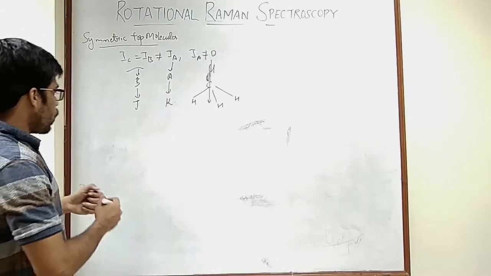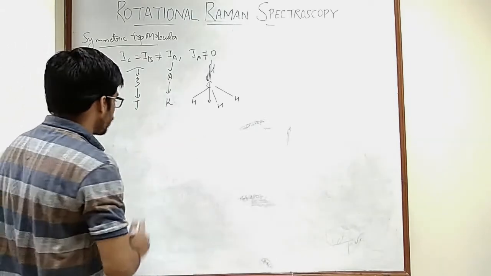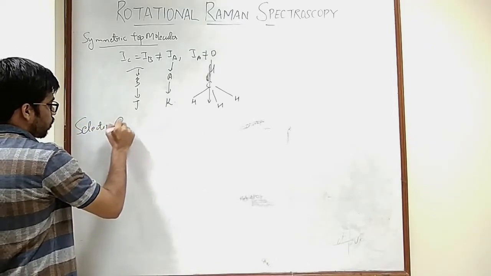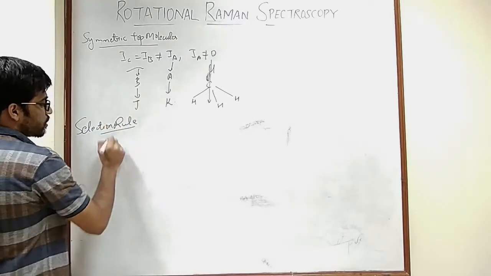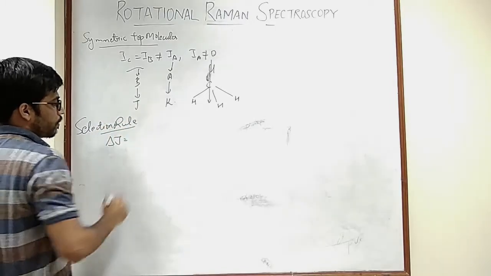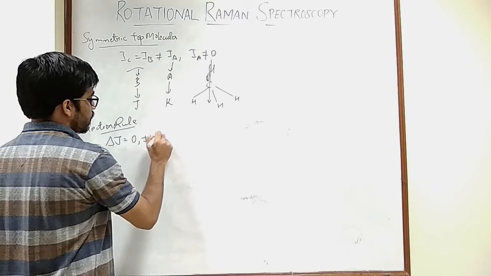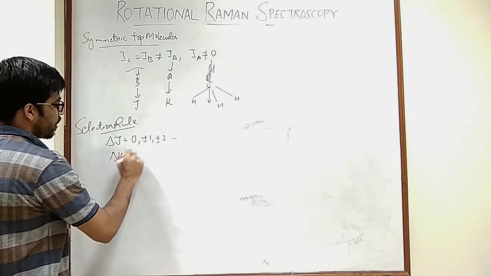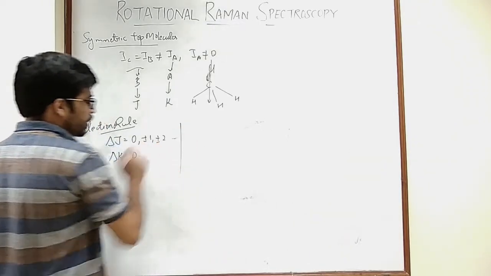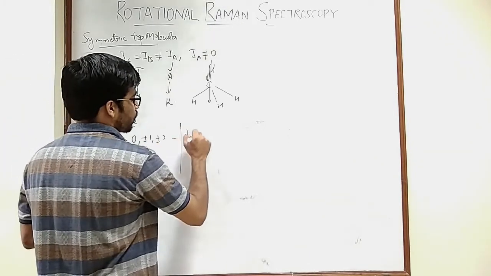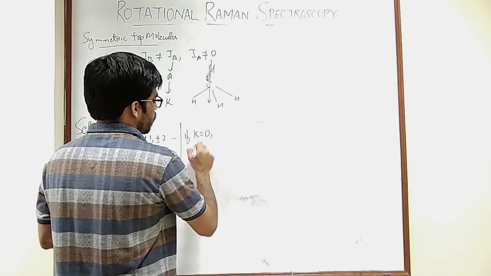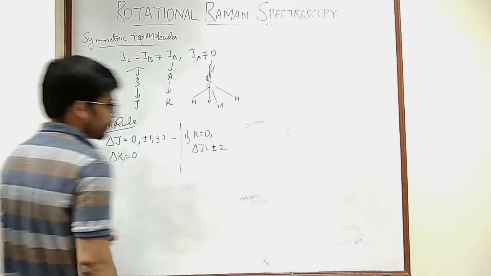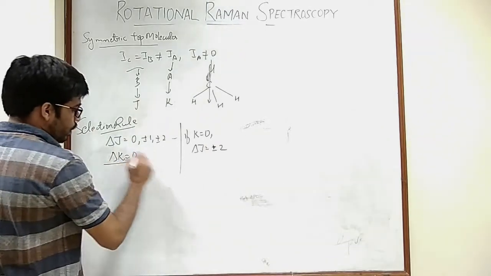Okay. Now, what are the selection rules for this? The selection rule states delta J can be 0, plus minus 1, plus minus 2, anything, and delta K has to be 0. The only condition for this is that if K is equal to 0, delta J has to be plus minus 2. Why is that? We'll see. So here are two conditions.